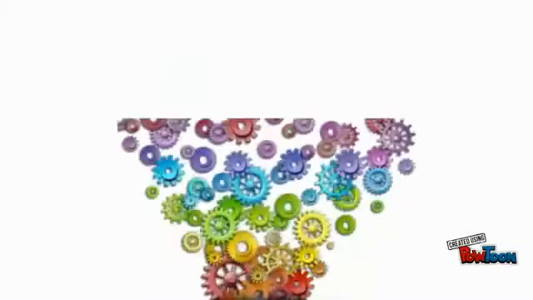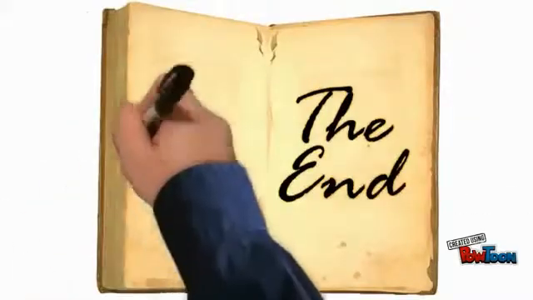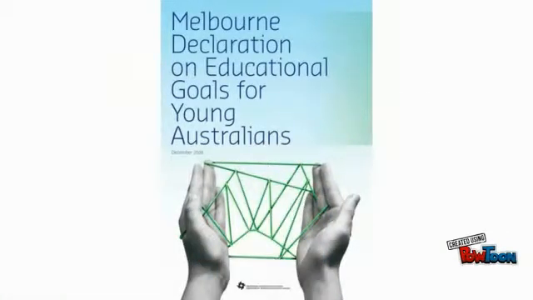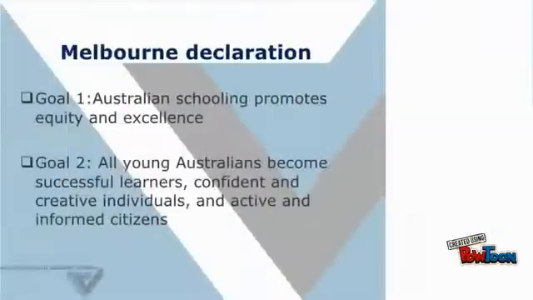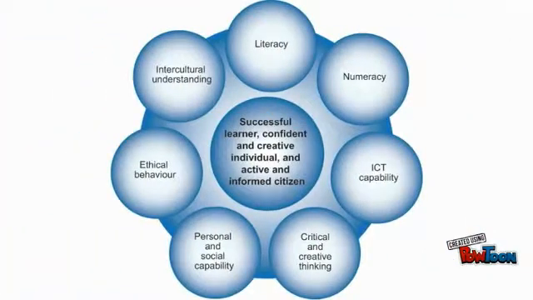The noughties came along and hinted a hope of divergency. Yep, there's more than one correct answer, and it's not always in the back of the book. And in 2008, the Melbourne Declaration of Educational Goals for Young Australians had goals like equity and excellence, promoting a successful learner, a confident and creative individual, an active and informed citizen.